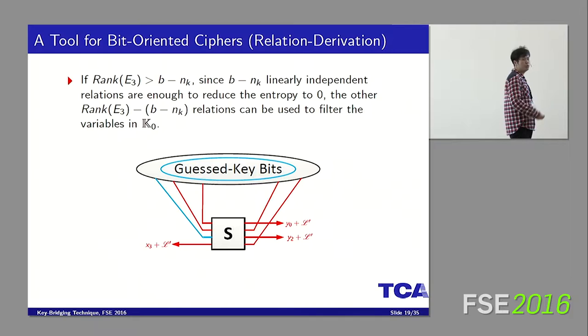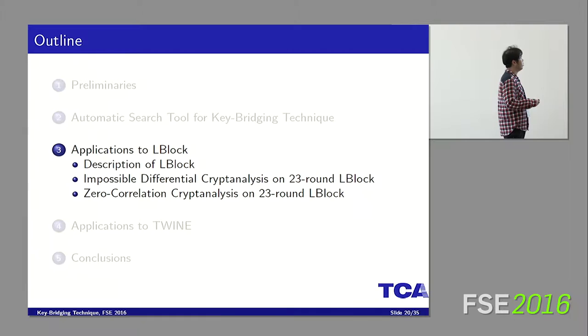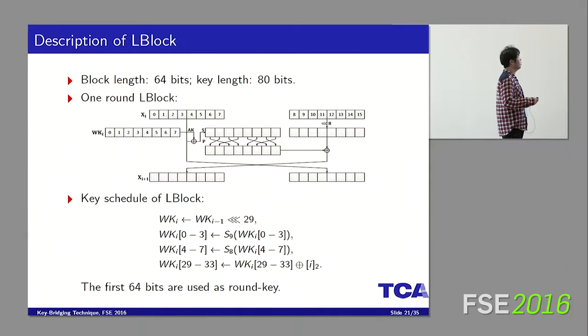Next, I will apply our tool to the attack on LBlock. The block length of LBlock is 64 bits, and the key length is 80 bits. This is one round of LBlock, and this is the key schedule of LBlock. The first 64 bits are used as the null key.